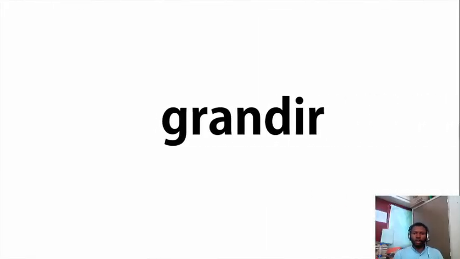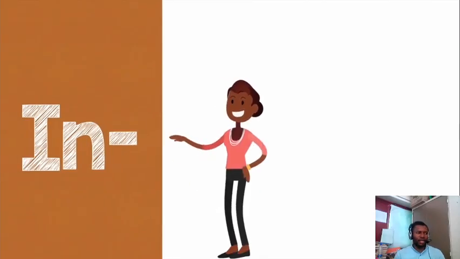Now, let's see more. For example, grandir. Grandir is to grow. Now, if you add a at the beginning of grandir, it becomes agrandir, to make big. For example, if you have a small room, and you want to enlarge it, you will say, je vais agrandir la pièce. Une pièce. Say agrandir.